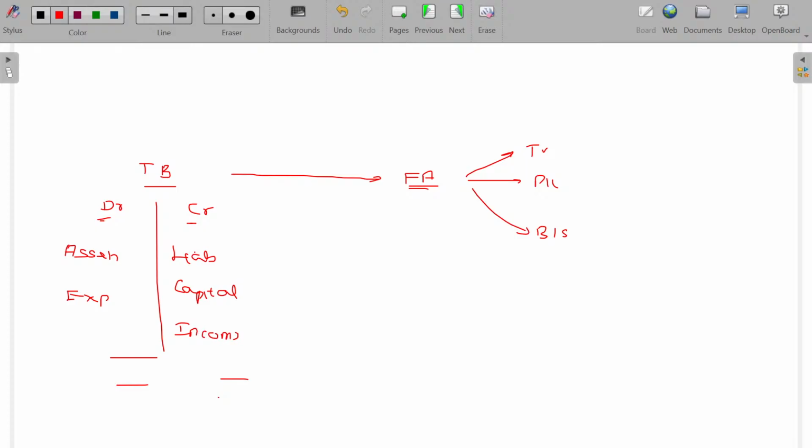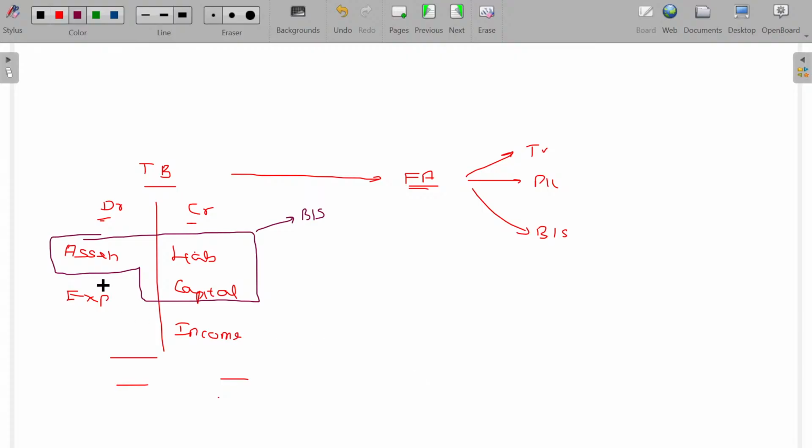Now, this will be no problem for you. Isn't it? Where will this go directly? Balance sheet. Assets, liabilities, and capital will go to the balance sheet.